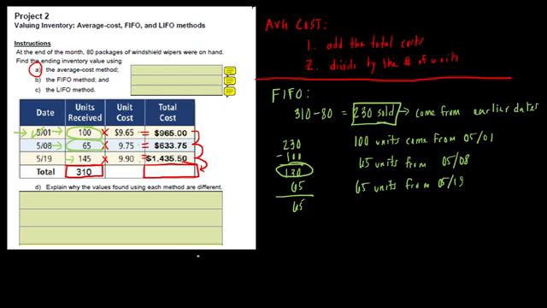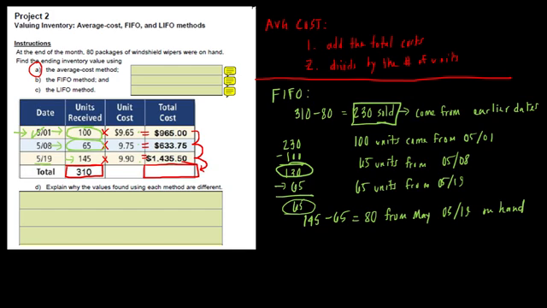I would have sold all 65 from May 8th before ever touching the May 19th inventory. So once I sold out all 65, that left 65 units that were still sold. So we're figuring out, where did those 65 units come from? They must have come from May 19th. So 65 units came from May 19th, which means that of the 145 units that were received on May 19th, we sold 65 of them, which left 80 units from May 19th on hand. Okay?